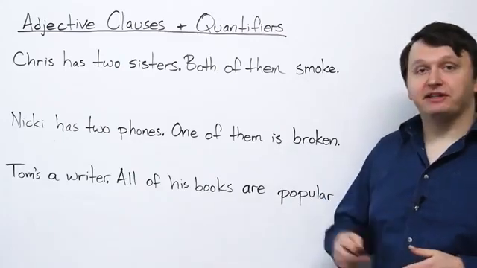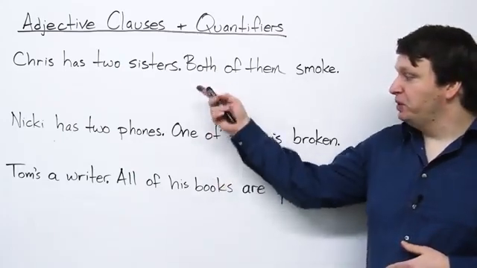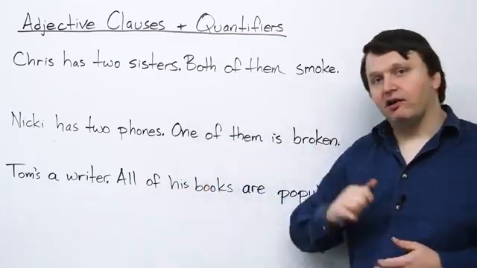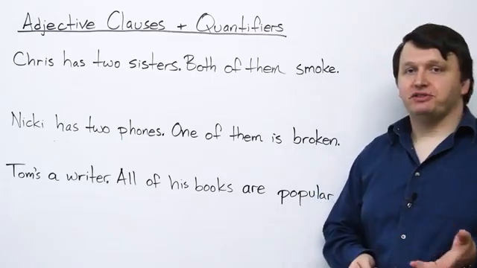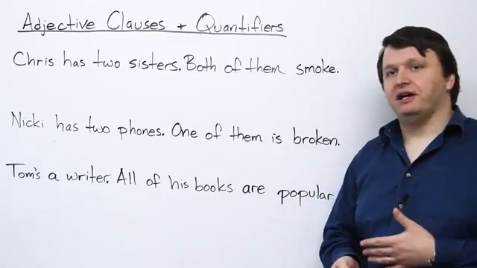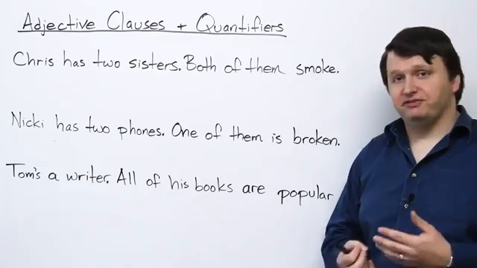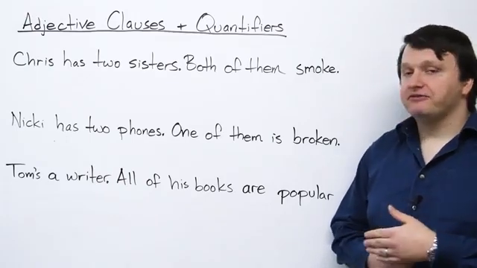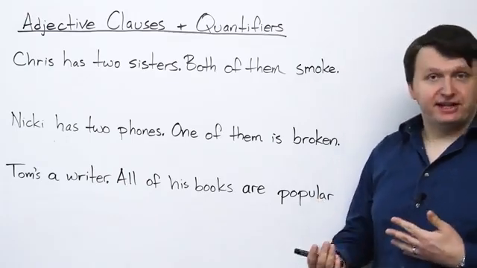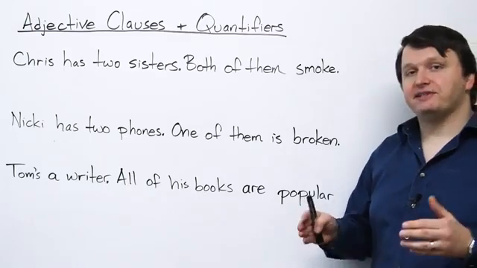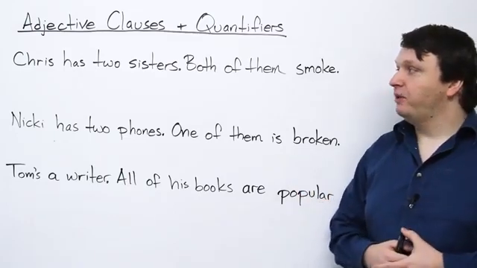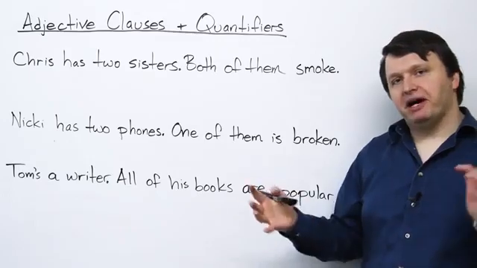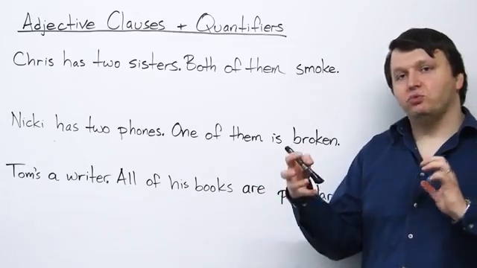So here we have a bunch of sentences, a quantifier like both, one, all. Okay, it can be a number 1, 2, 3, 4. It can be a lot. It can be a percentage even. Okay, so we actually have 6 sentences, but let's say 3 sets of sentences. And I want you to tell me, how can you combine these 2 sentences into one?